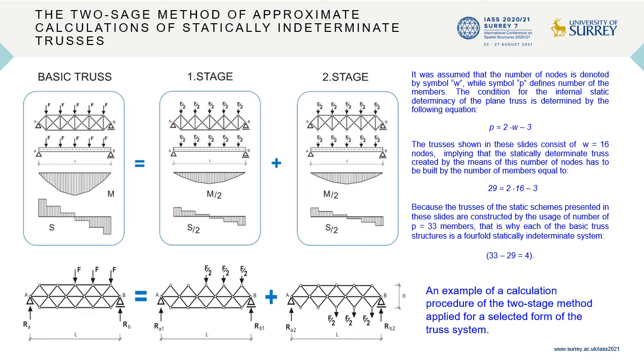This slide presents schemes which explain basic rules of the two-stage method of approximate calculation of statically indeterminate trusses. In each stage, one should remove a number of members equal to the static indeterminacy of the basic truss, respectively at first from its top chord and then from the bottom chord.